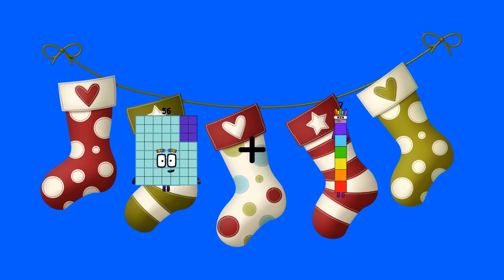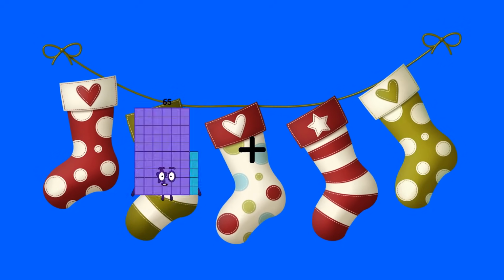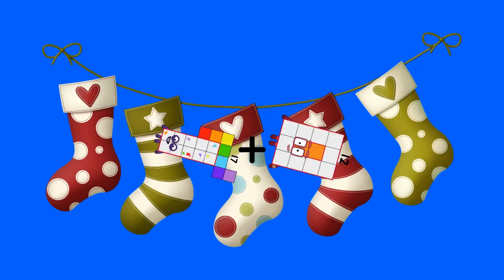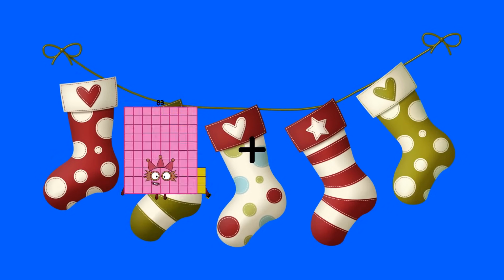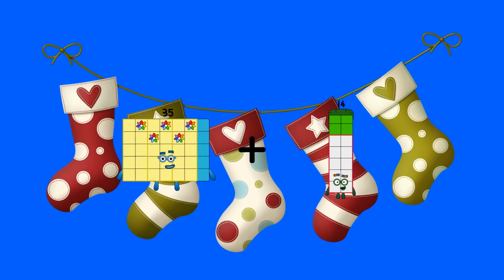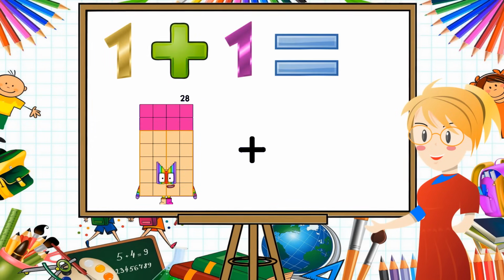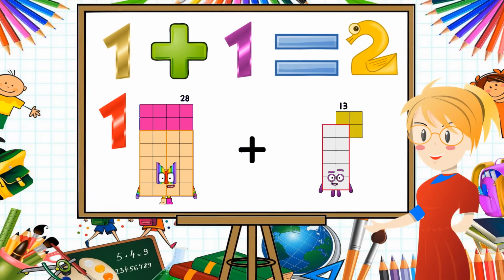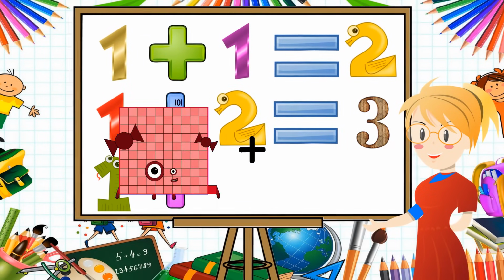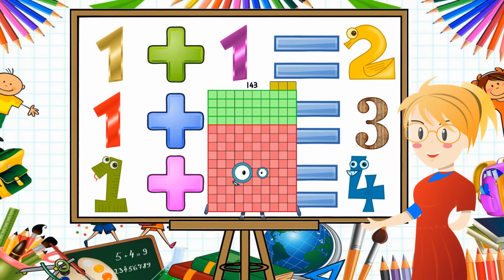56 plus 3 equals 59. 17 plus 12 equals 29. 35 plus 14 equals 49. 28 plus 13 equals 41. 101 plus 42 equals 143.